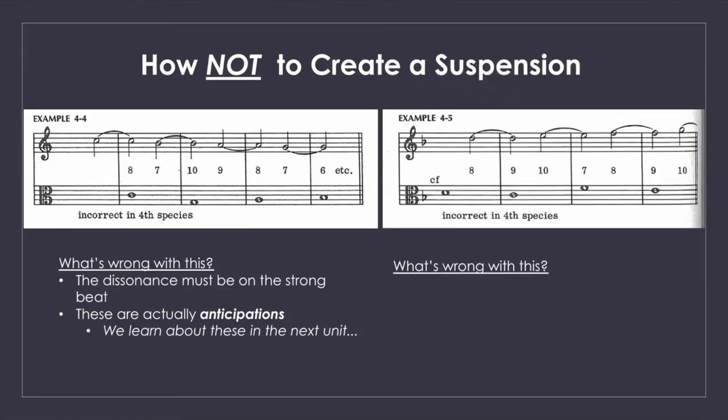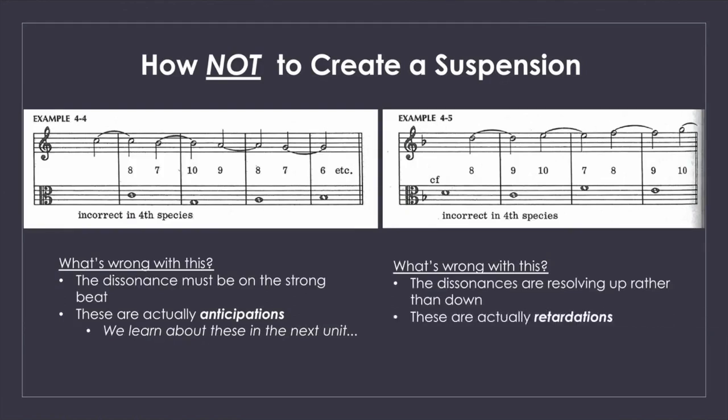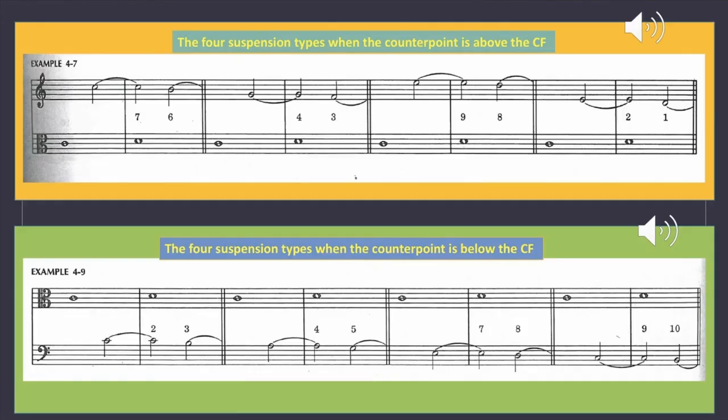Let's try this one. Here the dissonances are the 9th, the 7th, the 9th in bars 2, 3, and 4. They're on the downbeat, but what's wrong? The dissonances are resolving up rather than down. So these are actually retardations, not suspensions, and you're going to learn about those in the next unit.